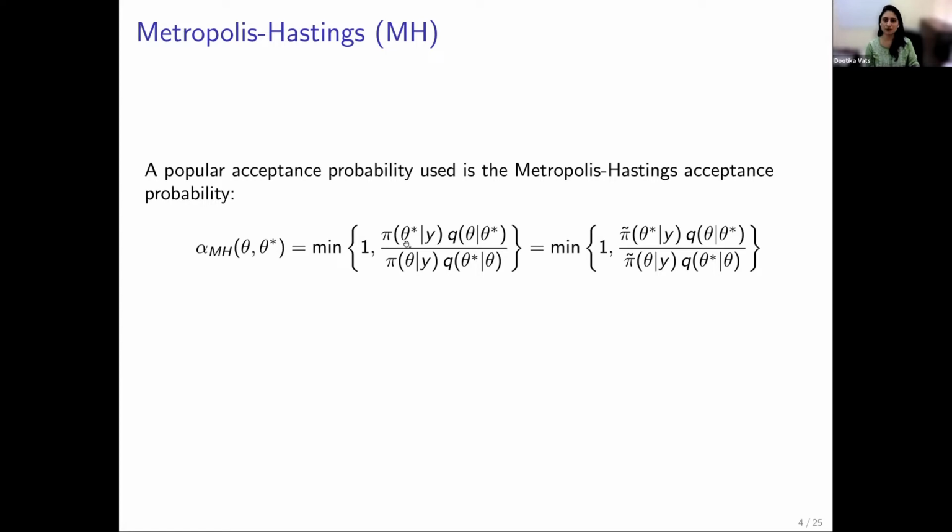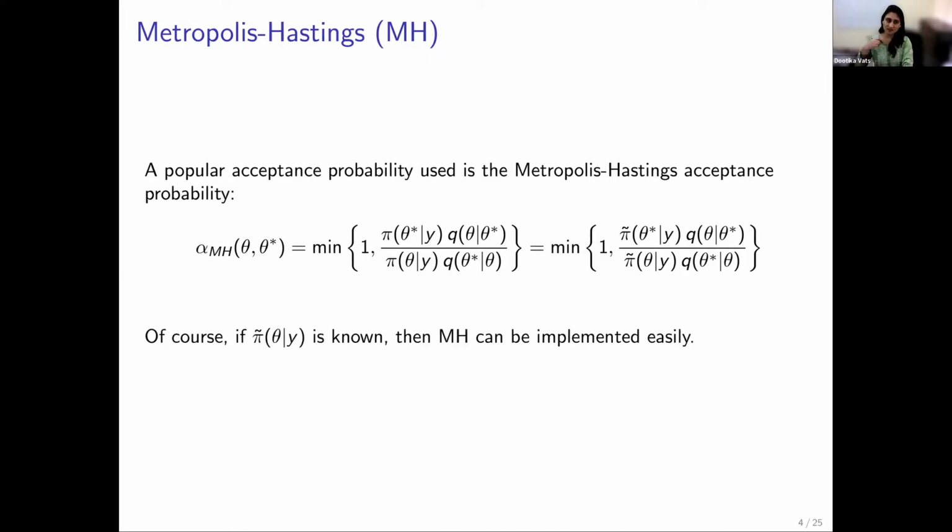Now, of course, pi is unknown to us. At least the constant is not known, but the good thing is there's pi in the numerator and the denominator, so that unknown constant can get cancelled out. Pi tilde is potentially known to us, so we can write it in this form. This is the reason why Metropolis-Hastings is quite popular, because the unknown normalizing constant, C, or whatever that constant is, gets cancelled out. We know what pi tilde is, so we can just go ahead and implement this.